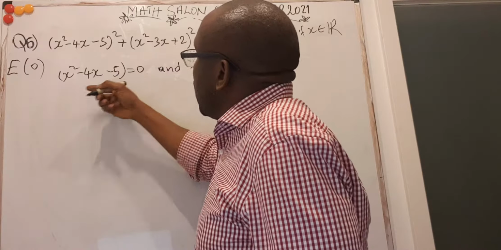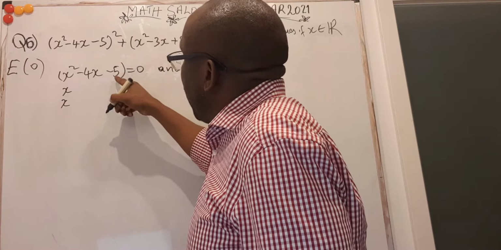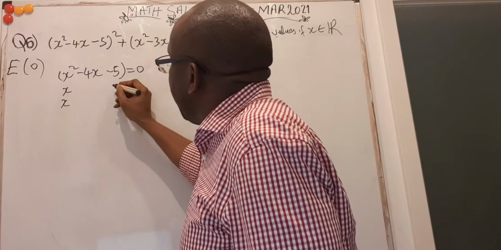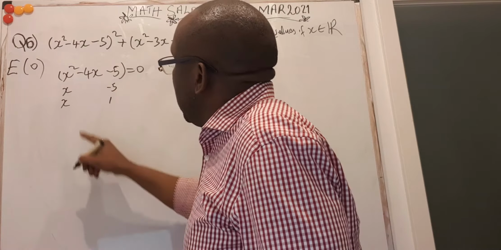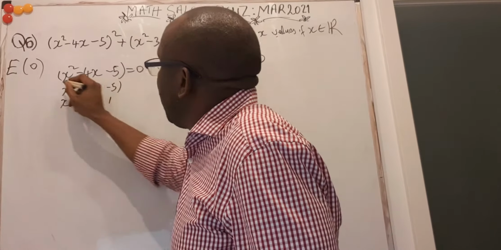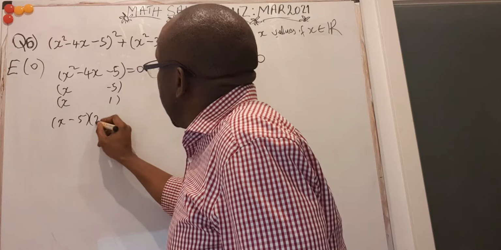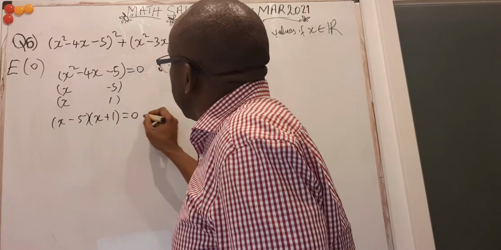To solve this, we can just factorize. I get two factors here. I look for factors of minus 5, which when summed up will give me minus 4. That's minus 5 and 1. So that x times that is x minus 5, and that gives me that. So I have two factors here. So this is x minus 5 times x plus 1 is equal to 0.